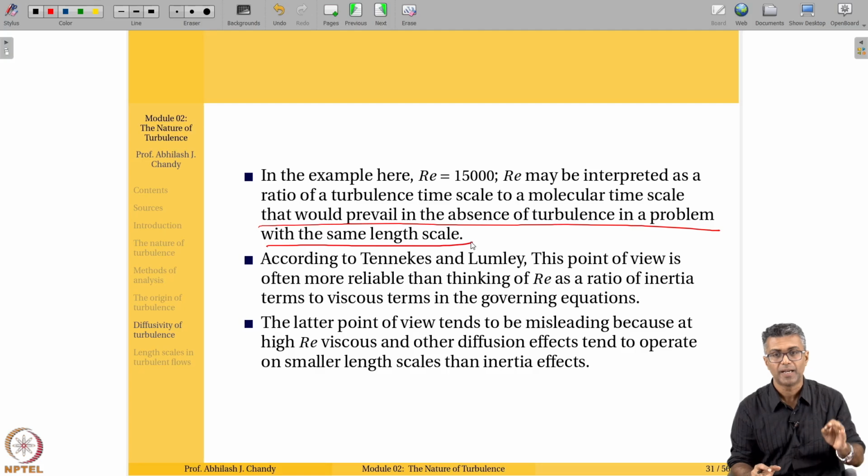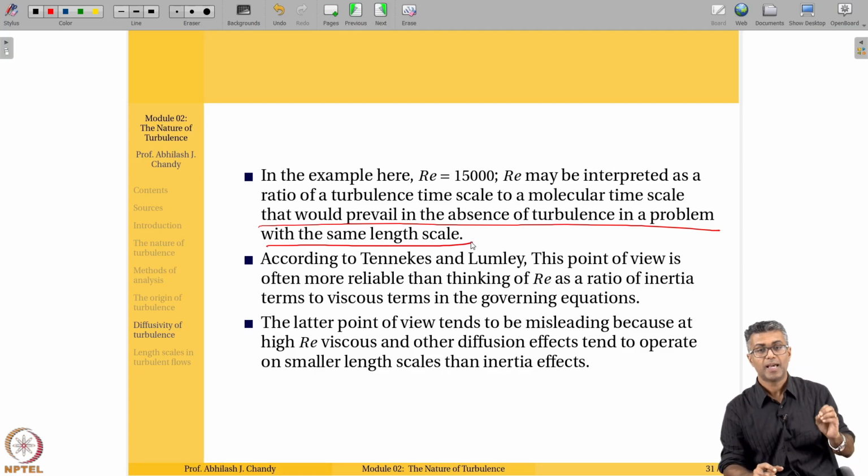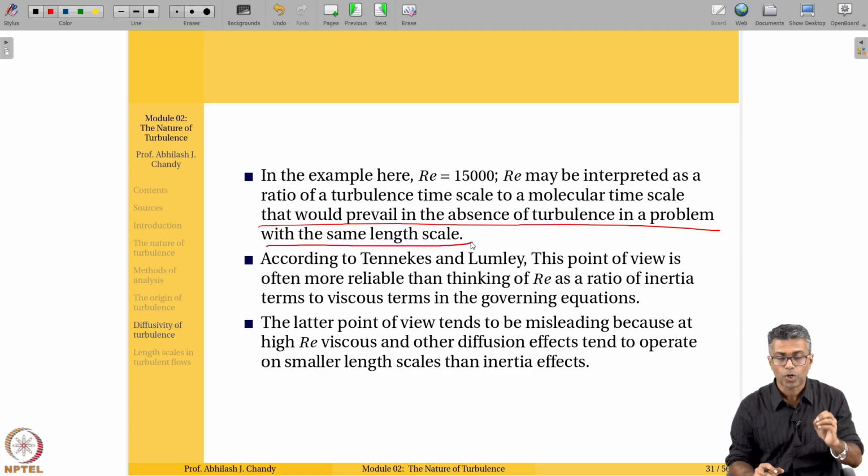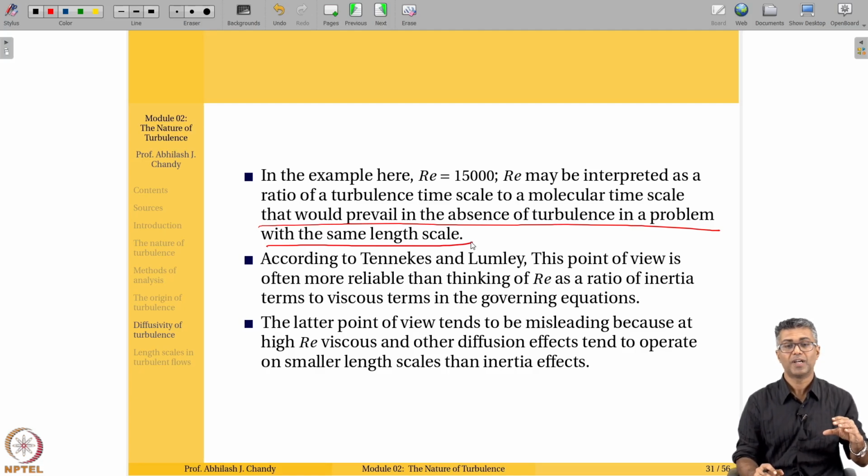Nothing wrong with that. According to Tennekes and Lumley, you want to consider the Reynolds number more as a ratio of the turbulent timescale to the molecular timescale, as in the ratio of timescales rather than the ratio of the forces, the inertia to the viscous terms.